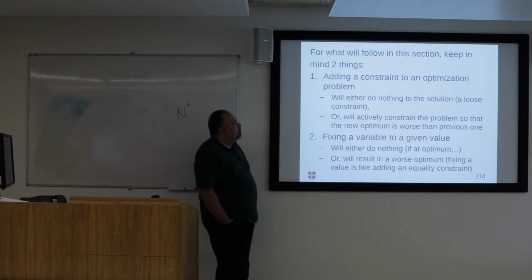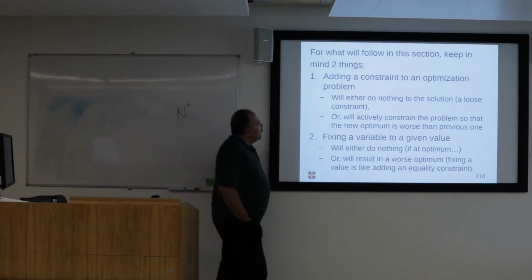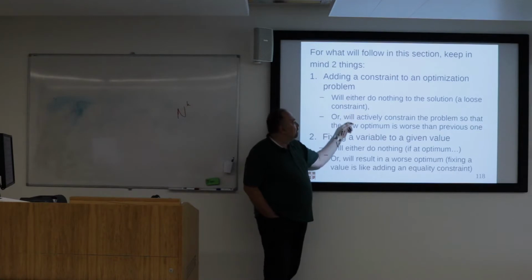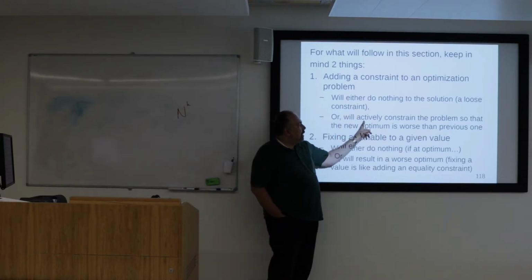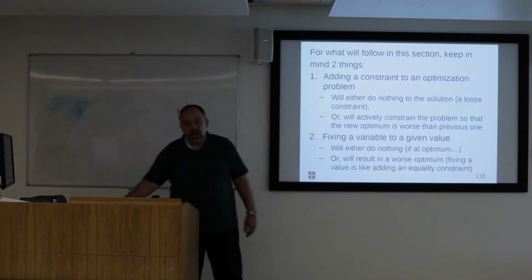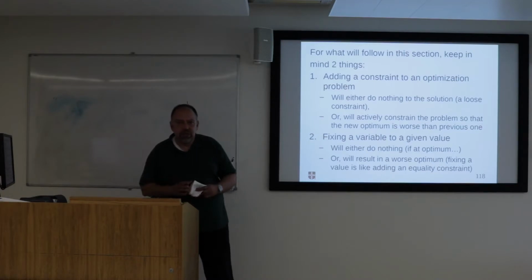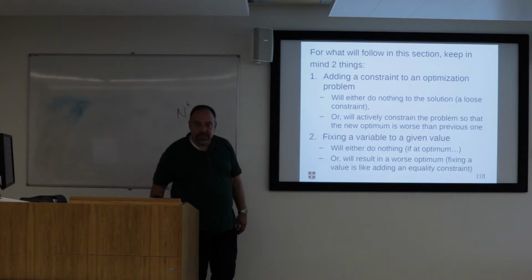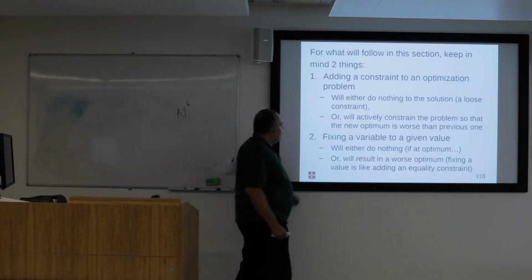If you add a constraint to an optimization problem, it will either do nothing to the solution, so it's a loose constraint that doesn't affect it, or it will actively constrain the problem so that the new optimum is larger for minimization than what it used to be. So actually it cuts part of the feasible space, or it doesn't do anything.